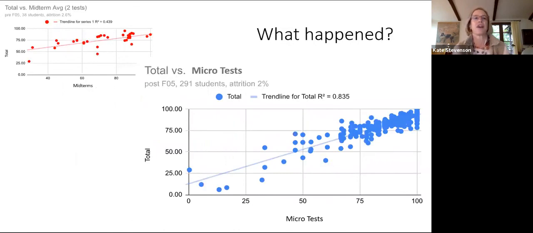Since 2005, I've had 291 students. The attrition has not gone up with these micro tests. In fact, it's gone down. We went from about 2.6% to 2% attrition.